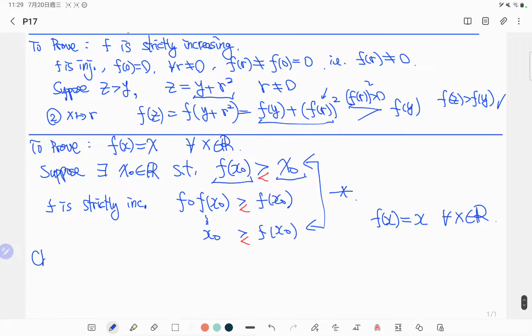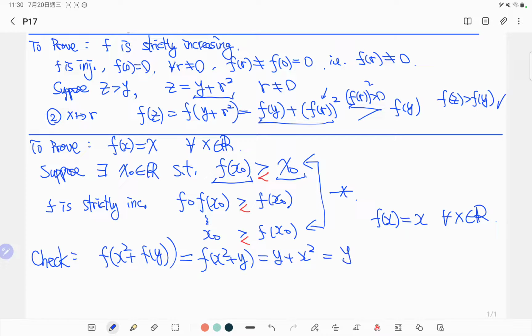Okay, so let's check whether this solution satisfies the original functional equation. So on the left side, it is f evaluated at x squared plus f of y equals f of x squared plus y equals y plus x squared equals y plus f of x quantity squared. So check. So in other words, f of x equals x is the only solution for the functional equation, and this is the end of this video.